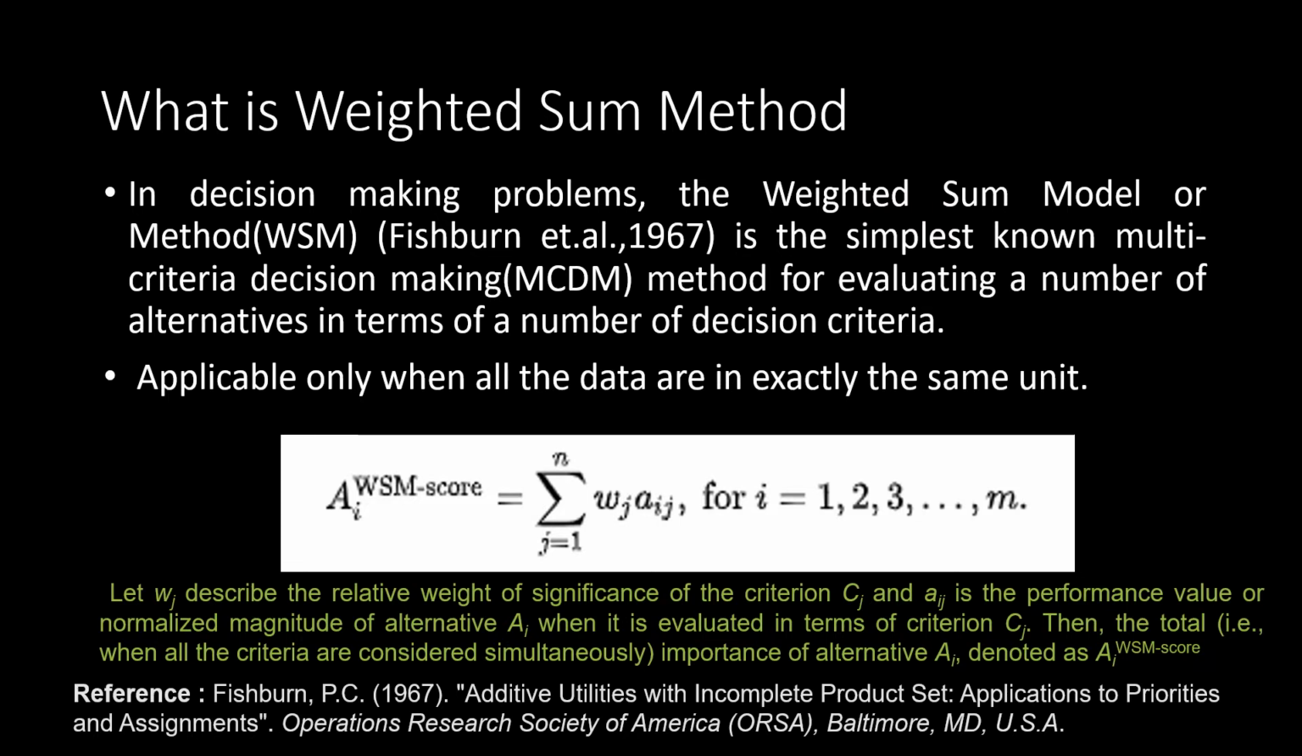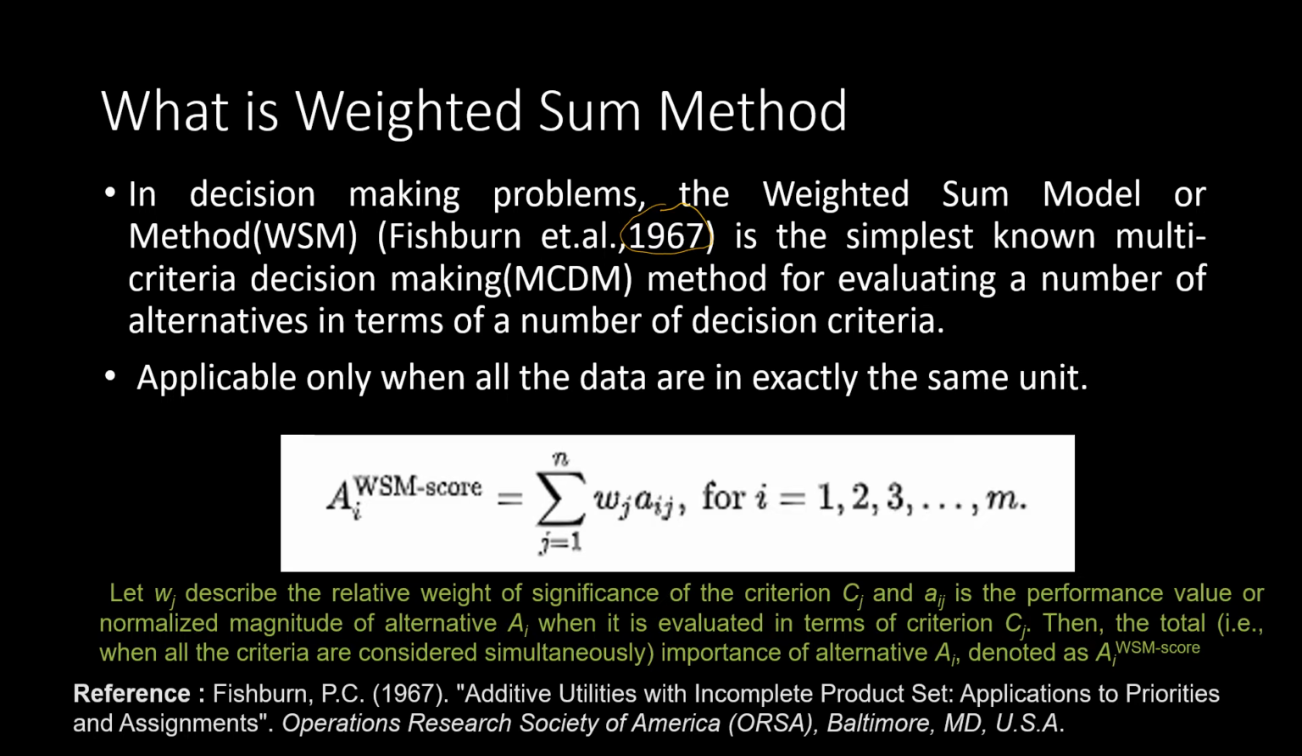So what is the weighted sum method? Now Fishburn, in the year 1967, in the Operations Research Society of America, proposed a new method known as the weighted sum method. This was 1967, so you can understand how old the MCDM methods are. It was a very basic method.